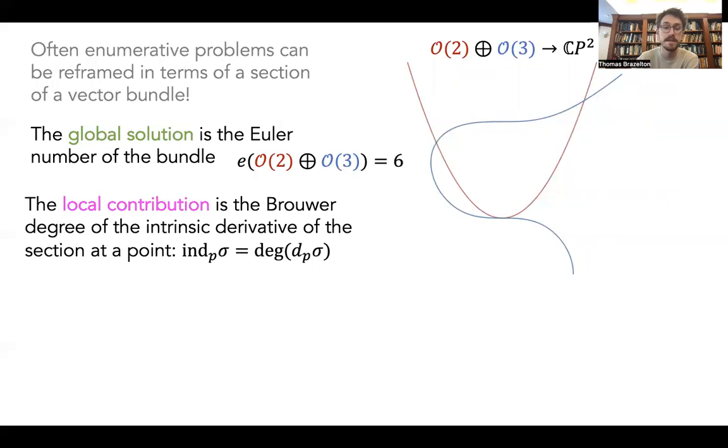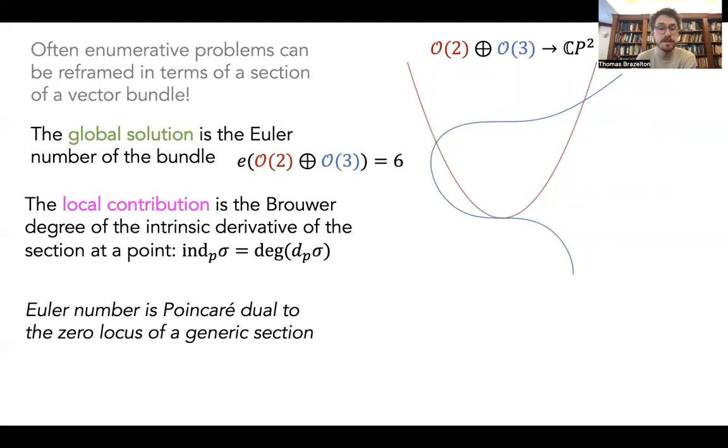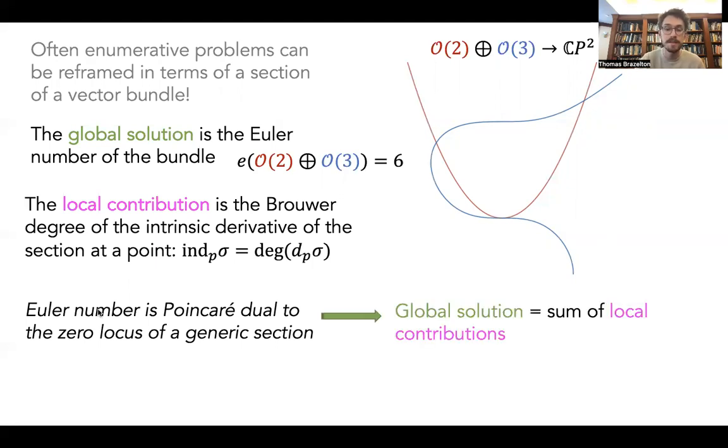This is often complicated to compute, but there are 2 interesting facts. The first is that the Euler number is Poincaré dual to the 0 locus of a generic section. This is a classical result in topology. And this tells you if you want to compute an Euler class, what you have to do is pick a generic section and count the local contributions of it. In other words, this tells us that the global solution is a sum of local contributions.